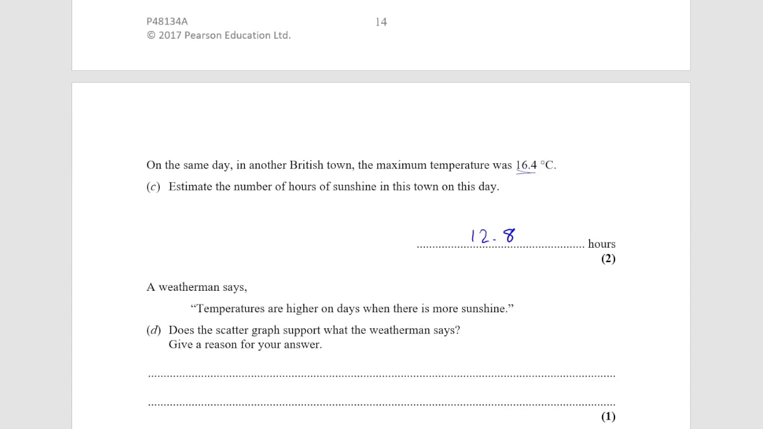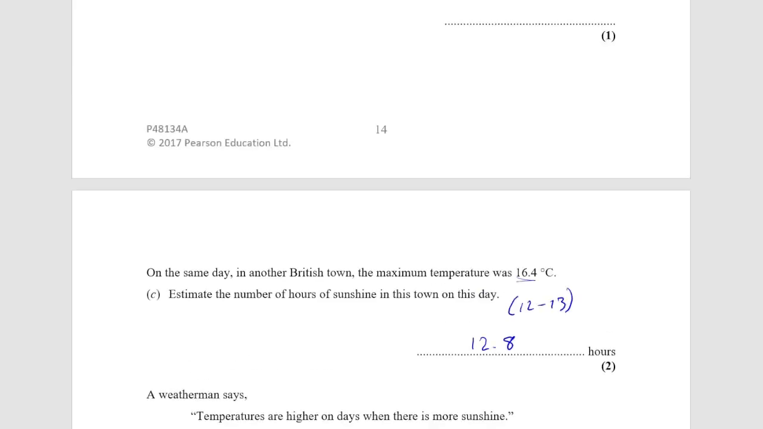And this one's going to have a little bit of a range, so I'm going to look for what the mark scheme is saying. So they're saying allow anything between 12 to 13. A weatherman says the temperatures are higher on days when there is more sunshine. Does this scatter graph support what the weatherman says?